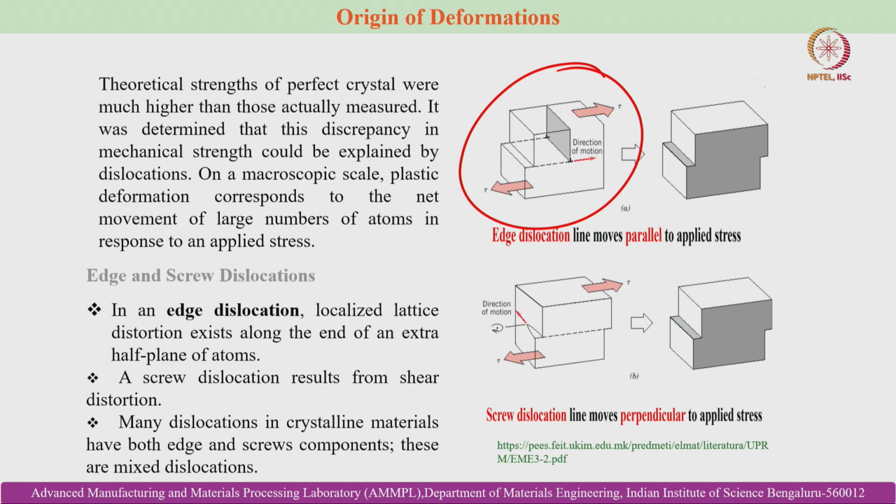So, in an edge dislocation, localized lattice distortion exists along the end of an extra half plane of atoms. We will learn it in even more detail in the next slides. And then a screw dislocation results from shear distortion.